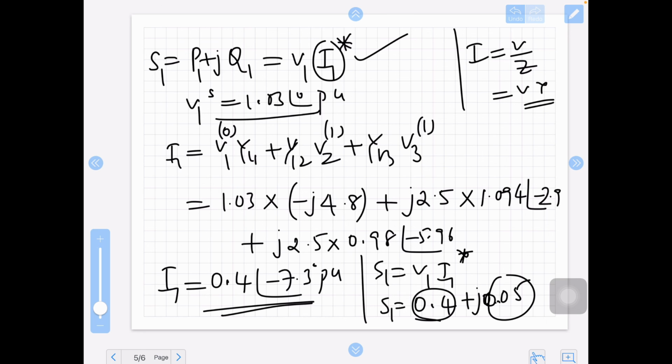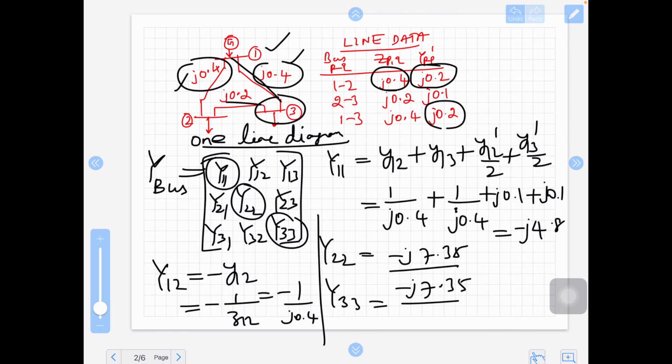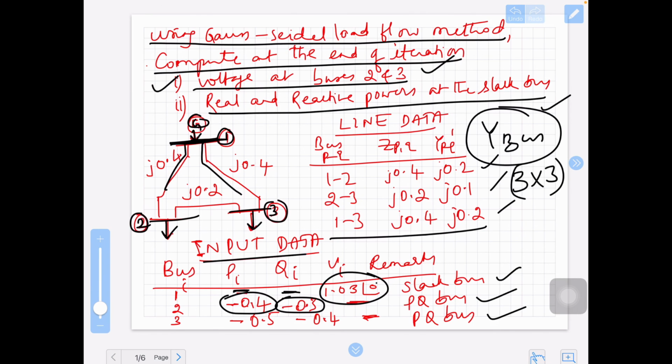I hope all of you understood the calculation of voltage at buses 2 and 3 and the real and reactive powers at the slack bus for the given test system. I hope this video will be useful for learning the problems on the Gauss Seidel method in load flow analysis. Thank you one and all.